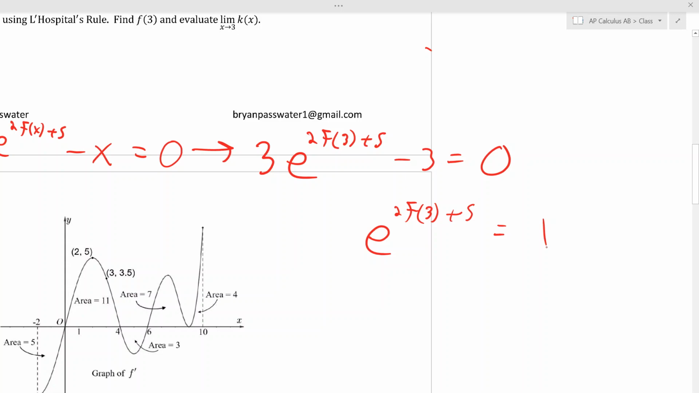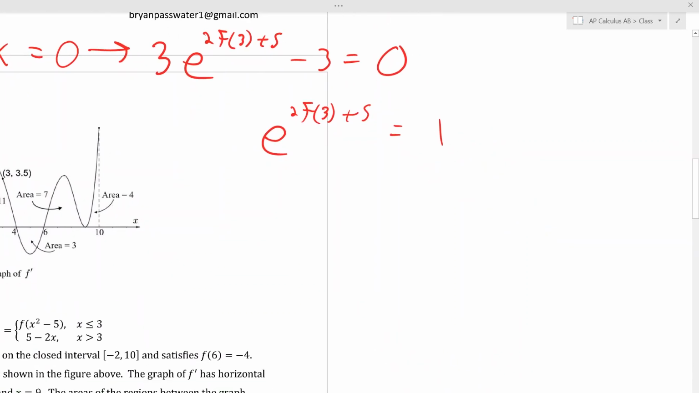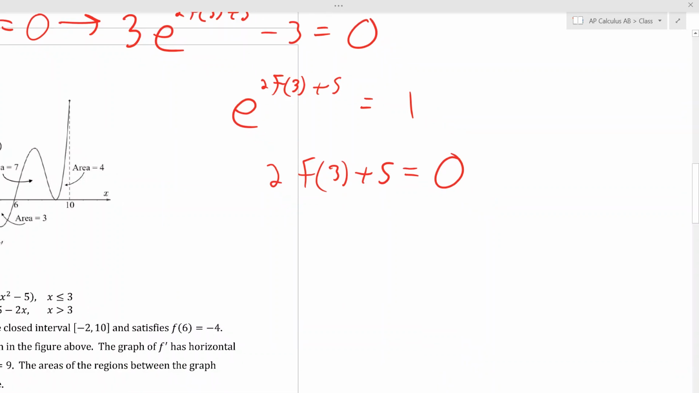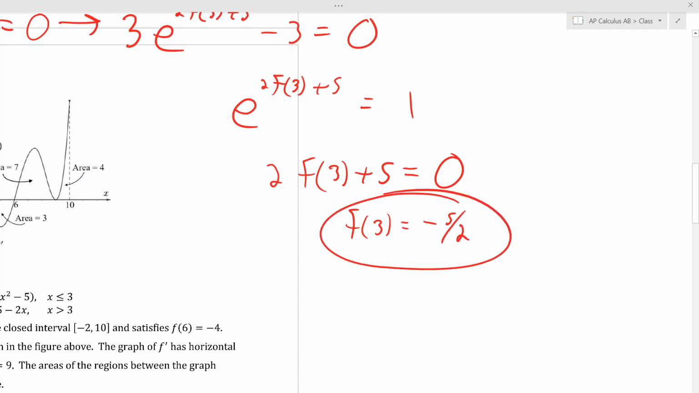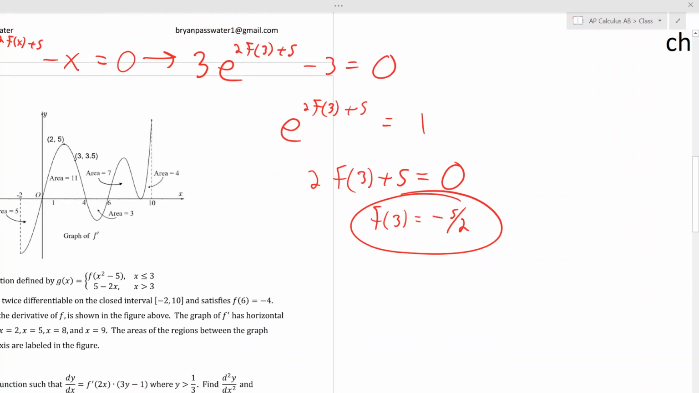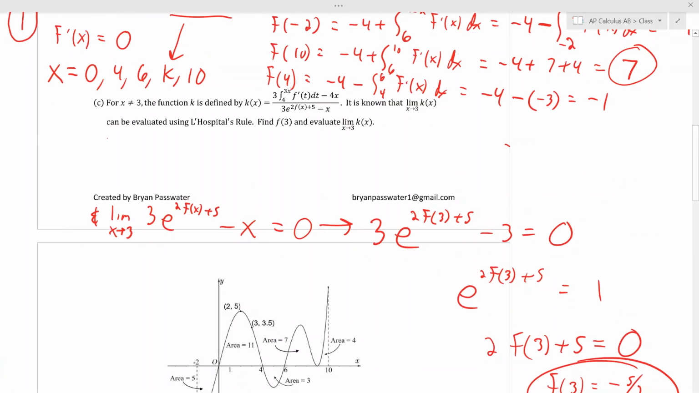Add 3 over, divide by the other 3. So since that has to equal 1, the only way that can happen is if the exponent is 0. Okay? Because e to anything, putting back a 1, has to be a 0. So if 2f of 3 plus 5 is 0, that means f of 3 is negative 5 halves. Okay. So that's the first part of that question.